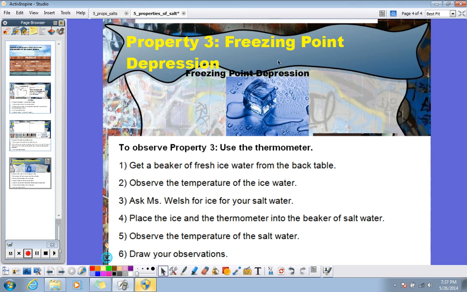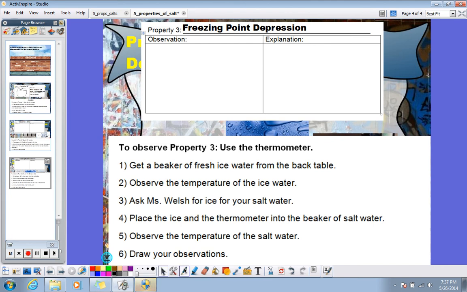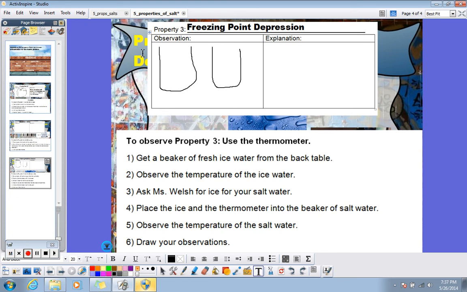So for your freezing point depression observations, you will have pictures of 2 beakers of water. One needs to be fresh water, the other needs to be salt water, and you will write down how many degrees each one has. And I'm not going to tell you what it will be because I don't know. I haven't done this experiment. It's your experiment. Alright, so you need to have both fresh water and salt water, and how cold it is for each one. And then of course you're going to go ahead and explain what is happening here. Why is the salt water a different temperature than the fresh water?